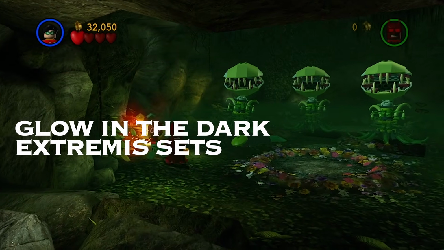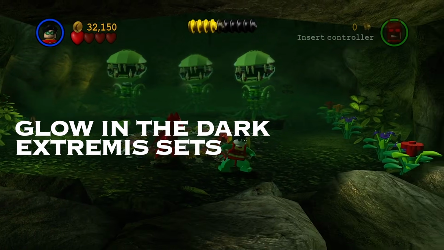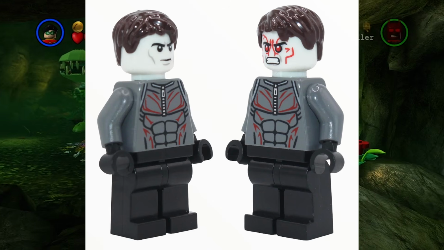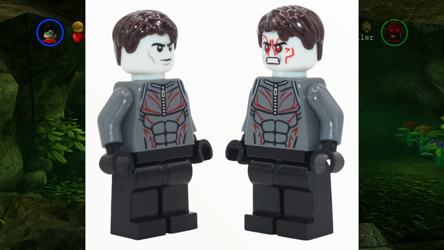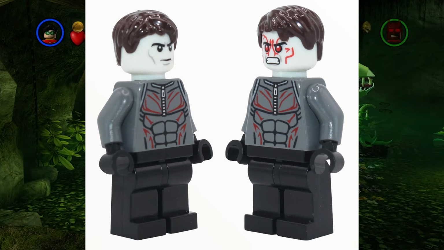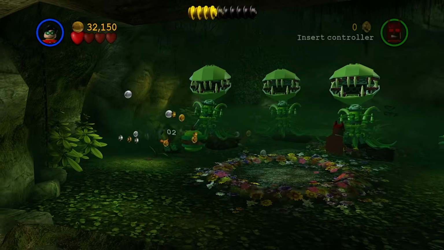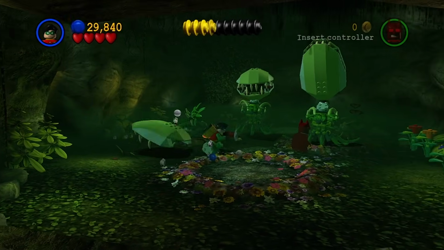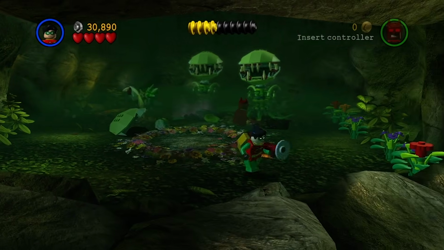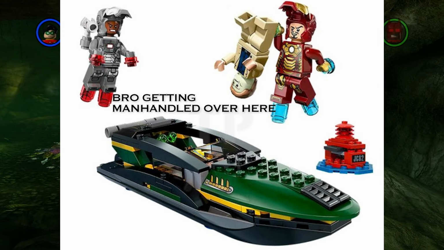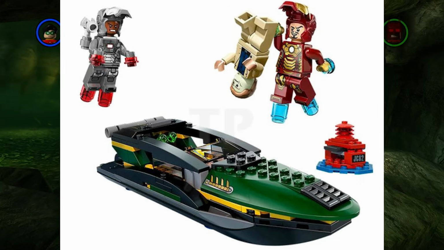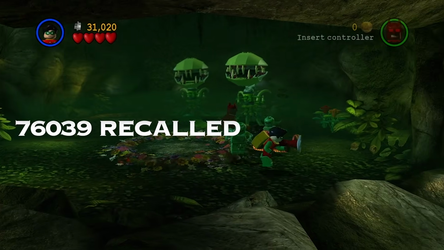Glow-in-the-dark Extremis sets. The Extremis, I don't know how to pronounce this, whatever. The villain minifigures in the Iron Man 3 sets have glow-in-the-dark heads that simulate their glowing skin in the movie. This results in them having a weird pale green skin color, and the fact that one of these sets takes place on a boat makes Aldrich Killian look like he's really seasick and adds to the humor of this minifigure.